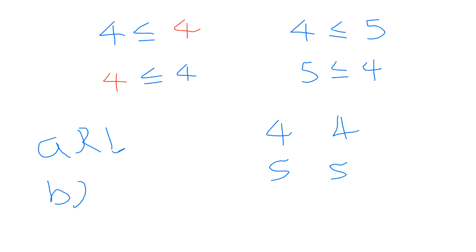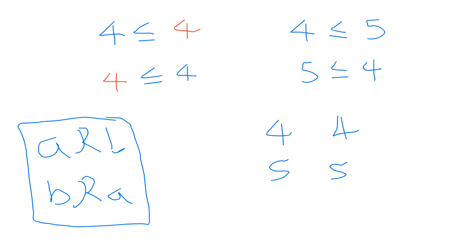B relates to A for it to be symmetric. You have to be able to put it on both sides, like what we tried right here, which didn't work. It didn't work on both sides. So it's not symmetric. Less than or equal to is not symmetric.